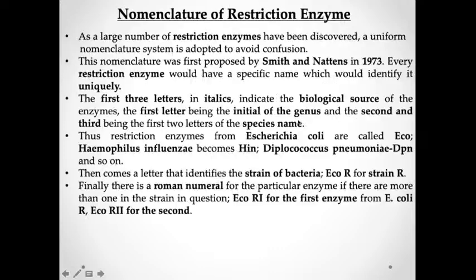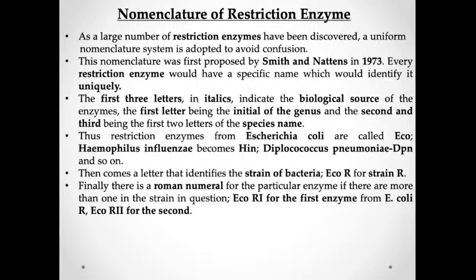And how is the naming of these restriction enzymes done? A large number of restriction enzymes have been discovered so far, so it's very difficult to identify and name them. In that sense, Smith and Nathans in 1973 proposed the nomenclature. Every restriction enzyme should have a specific name which identifies it uniquely. They gave the first three letters in italics, and these come from the biological source of the enzyme.